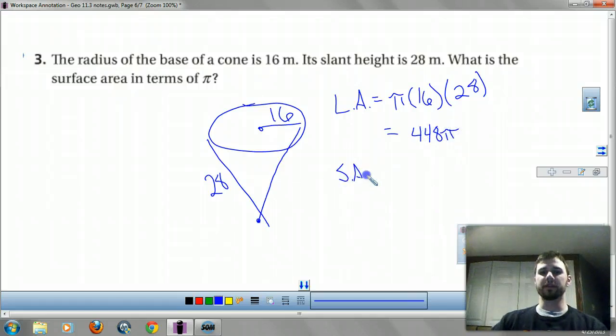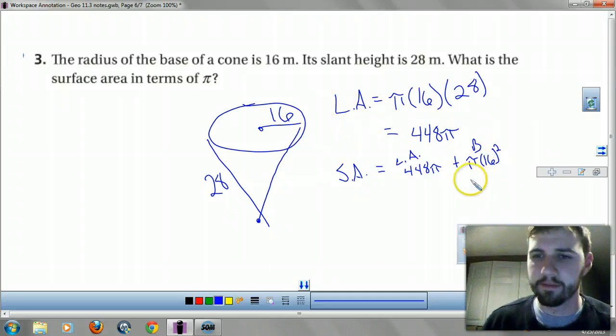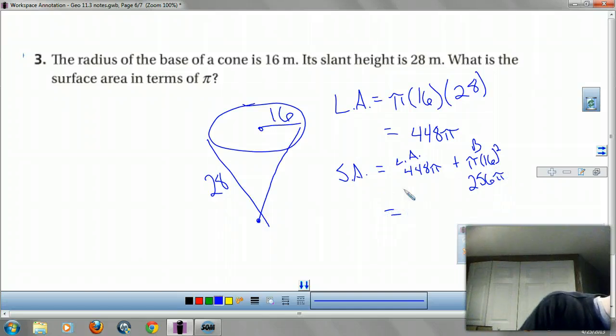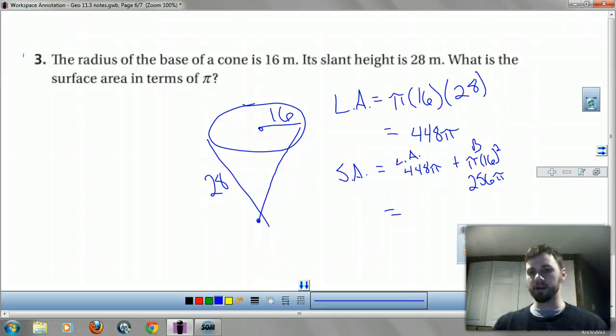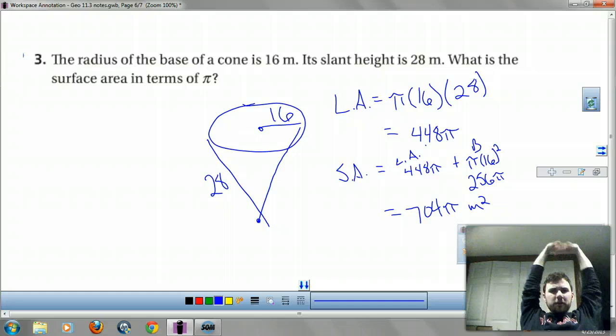So our surface area is our lateral area plus our area of our base. So pi radius squared. Okay. 16 squared. I should know this stuff. Oh, this one's 256. Add them together. 256 plus 448, 704. So we have 704 pi meters squared. That's it. I think we have one more slide.